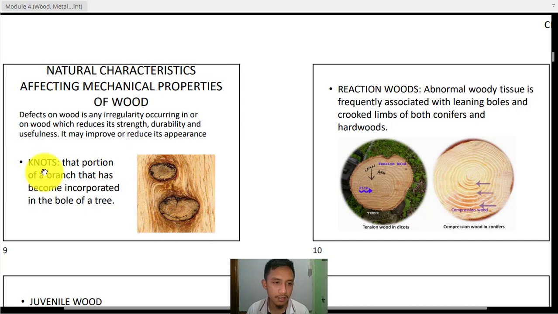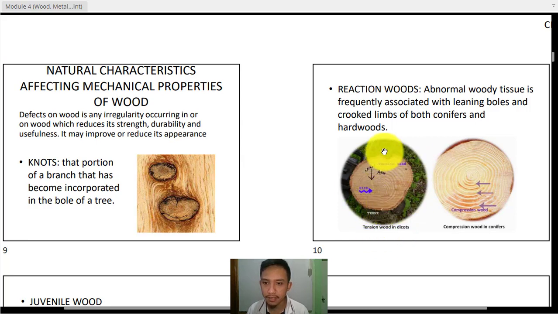So knot is the common natural characteristic that is affecting the property of the wood. Reaction wood, okay, this is also, as you can see on the figures here, the distribution of the annual ring is not uniform. That is due to leaning. Maybe the tree has grown while leaning towards a certain direction.